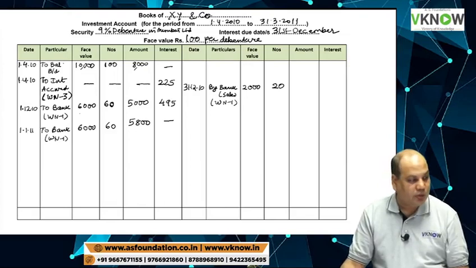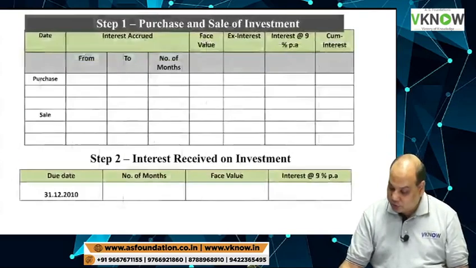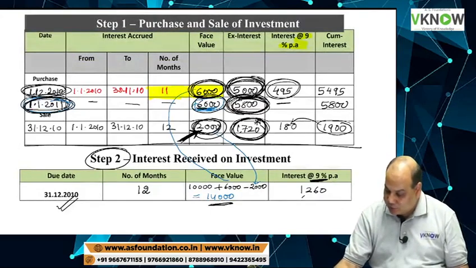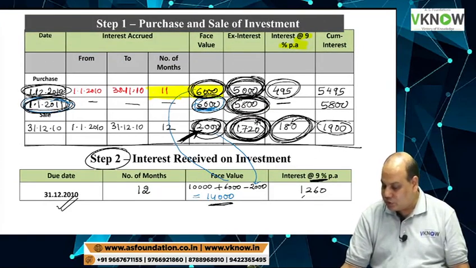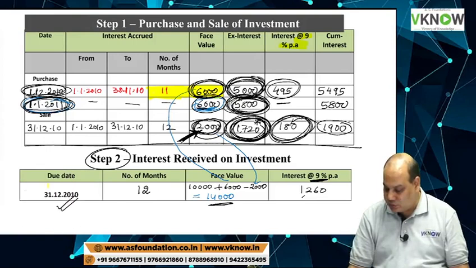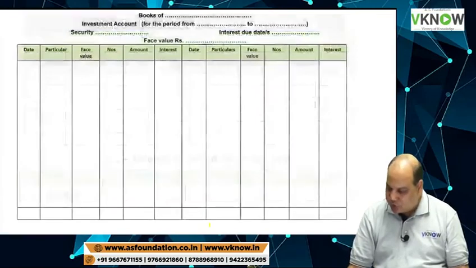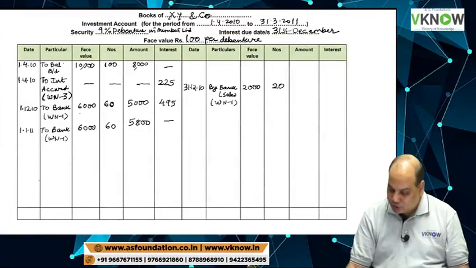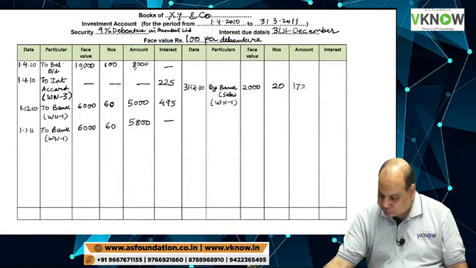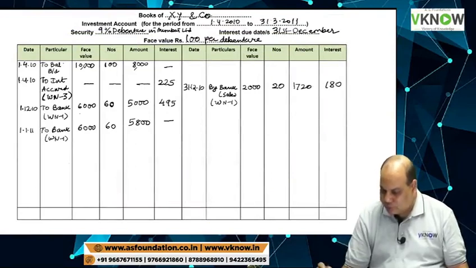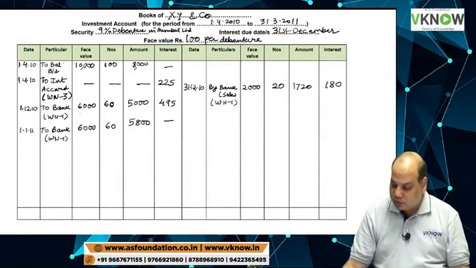And what about the amount? Ex-interest amount. On the screen, sale entry. Can you see 1720 and 180? 1720 is the ex-interest sale value and 180 is the interest amount. So this 1720, write down here, and 180. Also write working note 1.